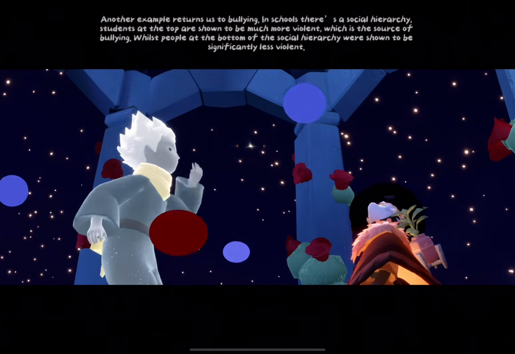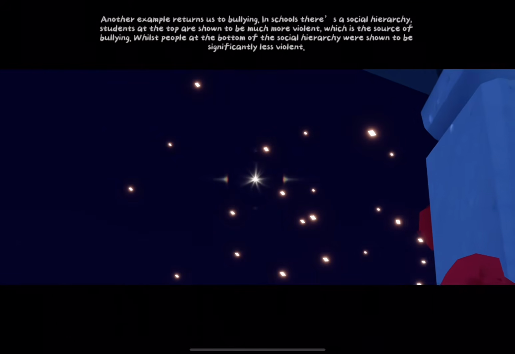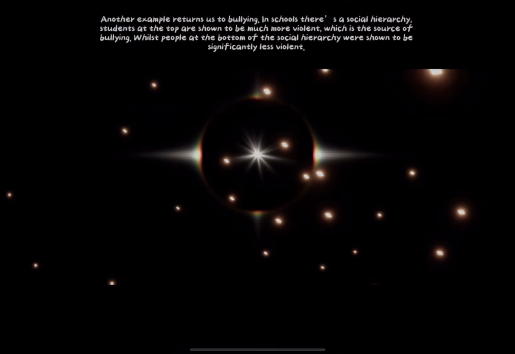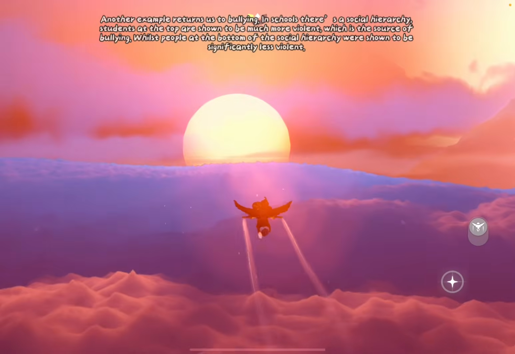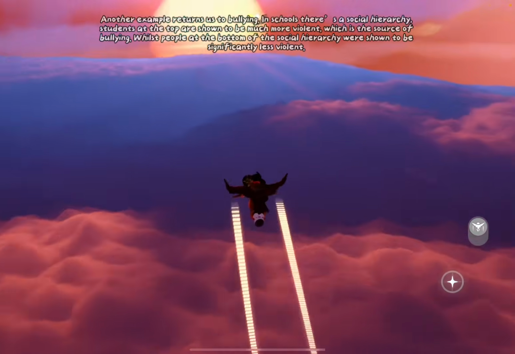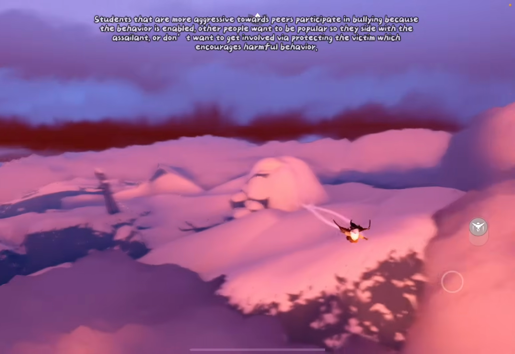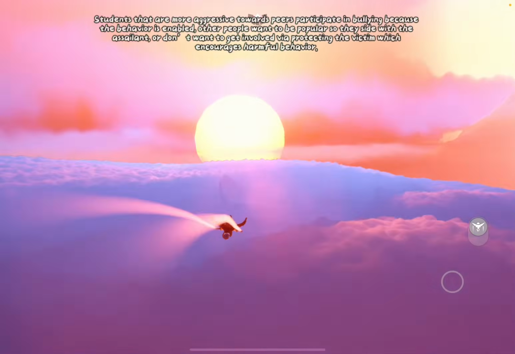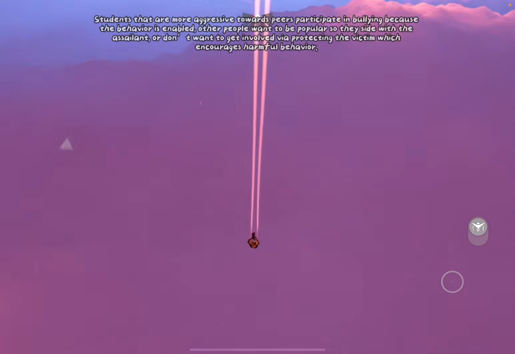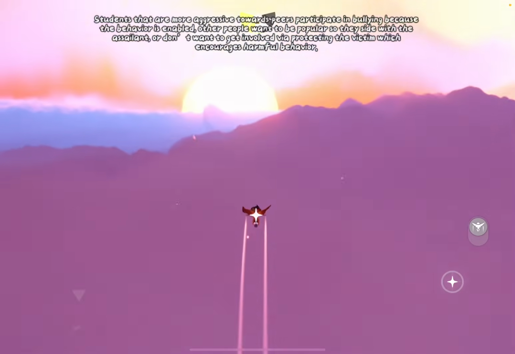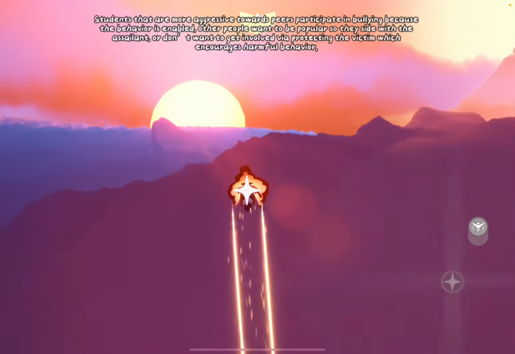Another example returns us to bullying. In schools, there's a social hierarchy. Students at the top are shown to be much more violent, which is the source of bullying, whilst people at the bottom of the social hierarchy were shown to be significantly less violent. Students that are more aggressive towards peers participate in bullying because the behavior is enabled. Other people want to be popular, so they side with the assailant, or don't want to get involved by protecting the victim, which encourages harmful behavior.